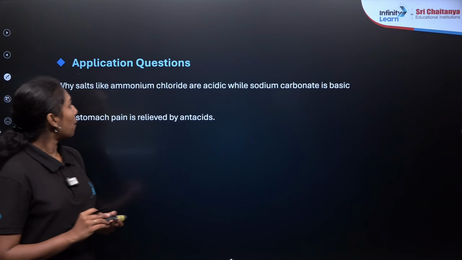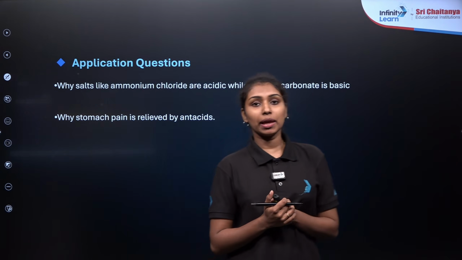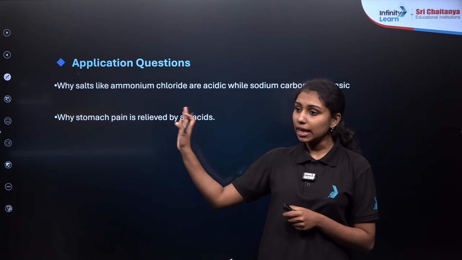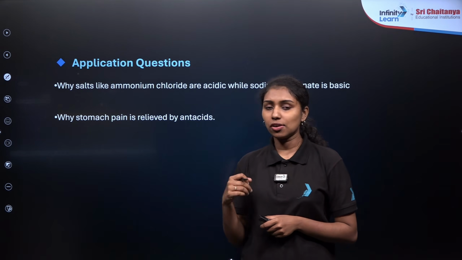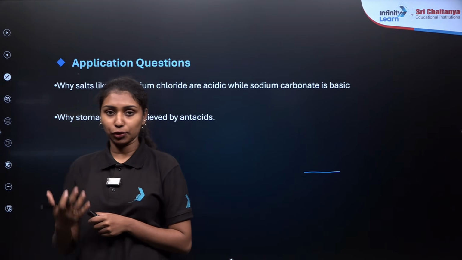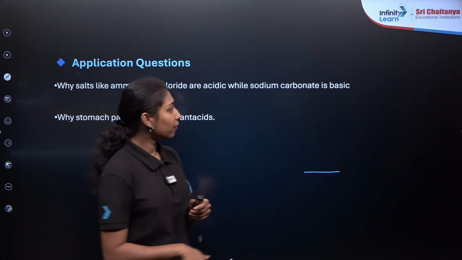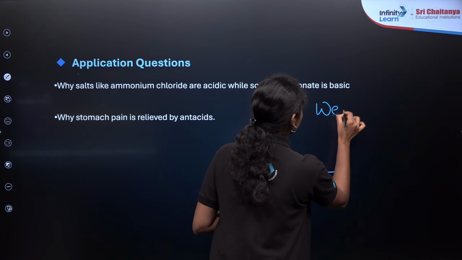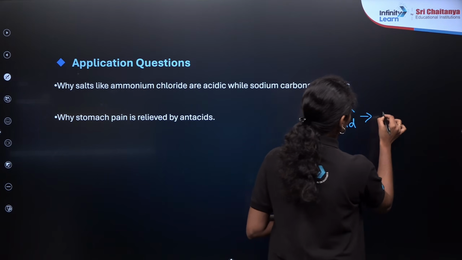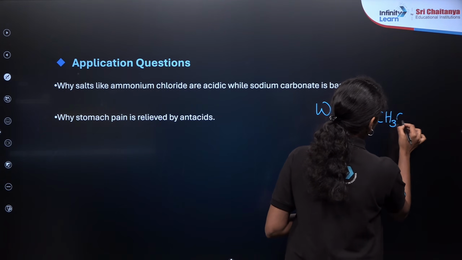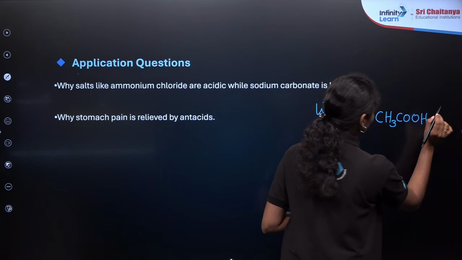The next one is application based questions. Many times they will ask reasoning type questions, so you can expect this type of question. Strong acids are like H2SO4, I mean sulfuric acid, or hydrochloric acid, and weak acids are like acetic acid. Clear?